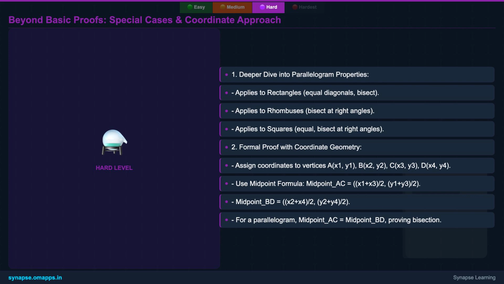Beyond congruence, we can prove this property using coordinate geometry. By placing the parallelogram on a coordinate plane and using the midpoint formula, we can show that both diagonals share the exact same midpoint. This means they cut each other in half at that common point. It's a very elegant proof that doesn't rely on angles, just coordinates.